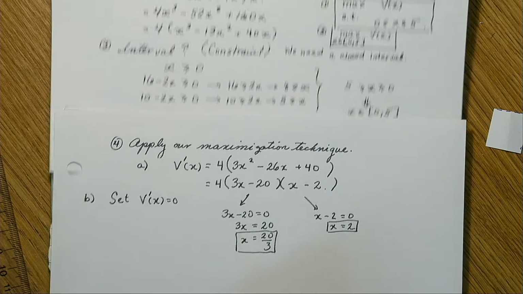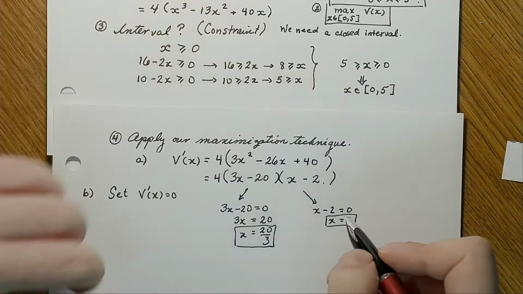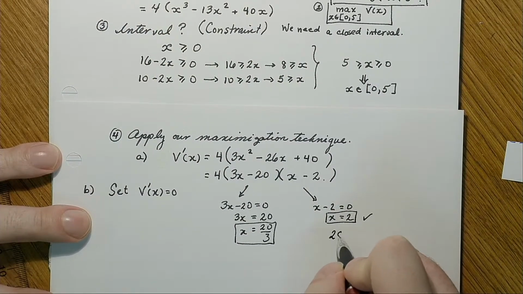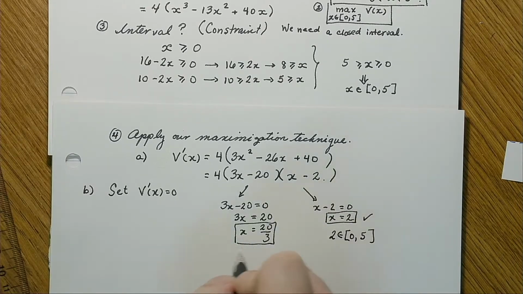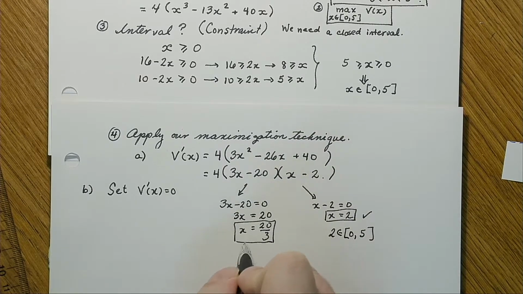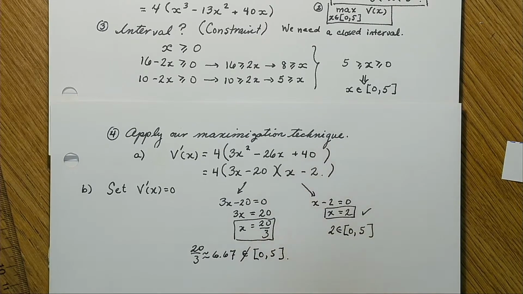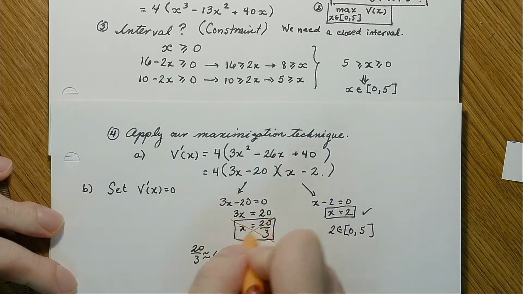But again, referring back to our interval, we're working on the interval 0 to 5. So this is okay. 2 is in 0 to 5. But for those that might not know, 20 over 3 is approximately 6.67. So again, that is not in the interval from 0 to 5. So I don't have to worry about this one. So this one is not admissible.